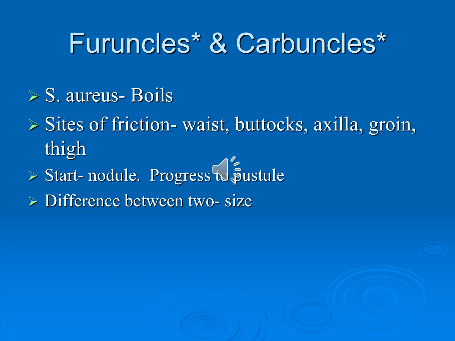Furuncles and carbuncles are basically boils. They're produced by staph bacteria. Furuncles are basically little individual boils. Carbuncles are when you get a collection of boils that form together. Again, sites of friction are very common areas where you will see this. Many times they start out as a nodule lesion and progress to a pustule, and in many cases a very large pustule. And again, the only real difference between the two is the size. Furuncles are smaller, and carbuncles, because they're basically a grouping, are much larger.